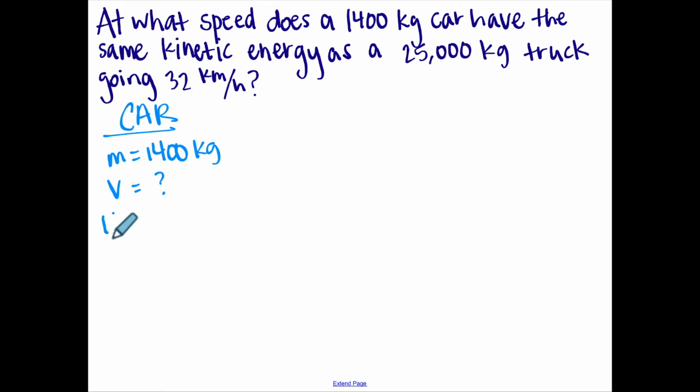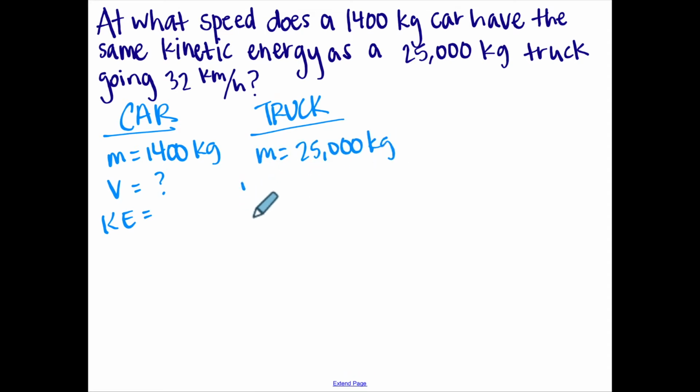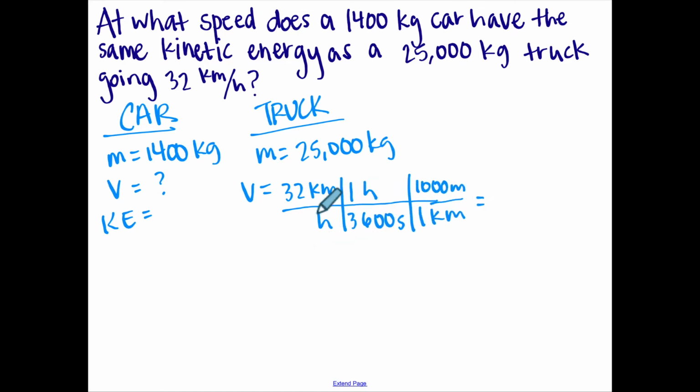We need to figure out its kinetic energy, but we know that its kinetic energy is the same as the truck. So the truck has a mass of 25,000 kilograms and a velocity of 32 kilometers per hour, which we're going to have to convert. When we type all that in, we get 8.889 meters per second. To calculate the kinetic energy, we're going to use the formula.